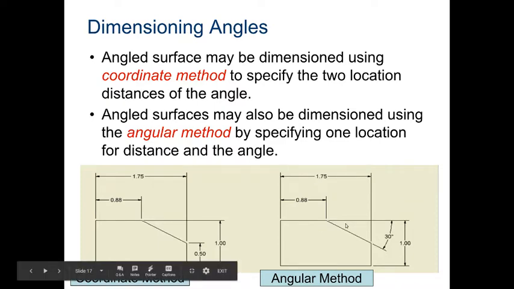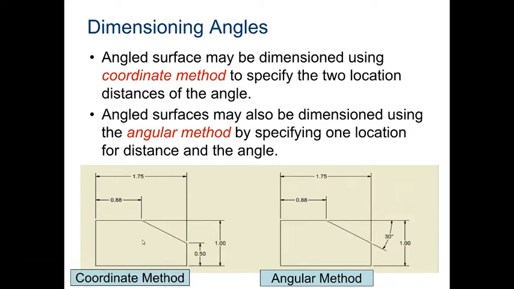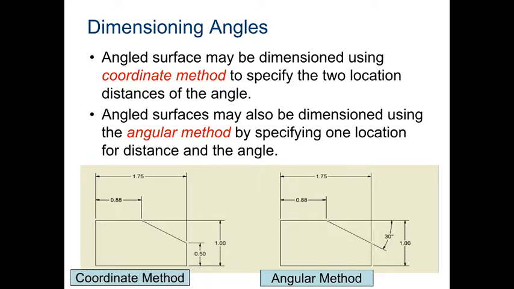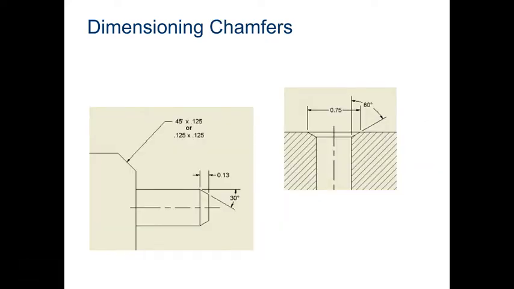They're going to ask you, I guarantee they're going to show you a picture: which angular dimensioning style, or method, is this, coordinate or angular? If it shows an angle, it's angular. If it doesn't, it's coordinate. If you're connecting the dots, it's coordinate. Okay? Okay, next. Chamfers. Chamfers are something brand new.